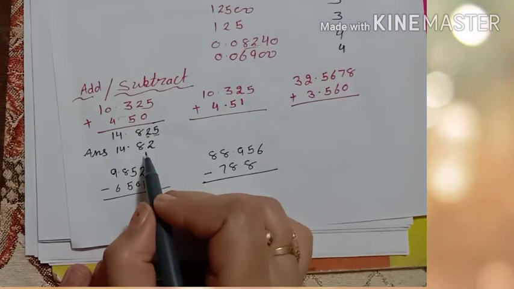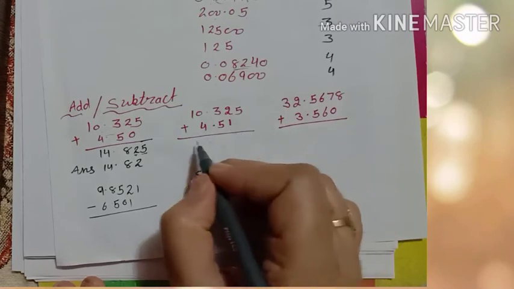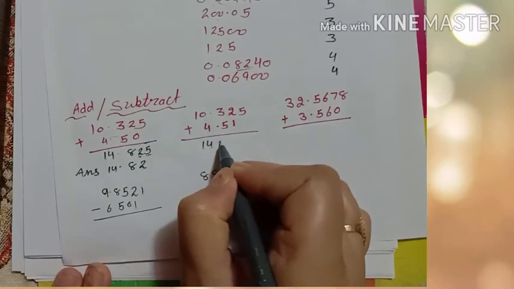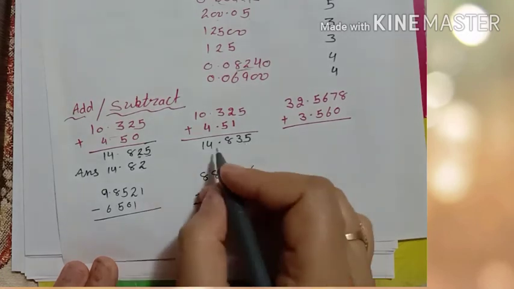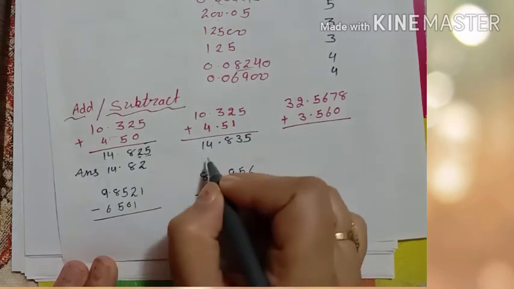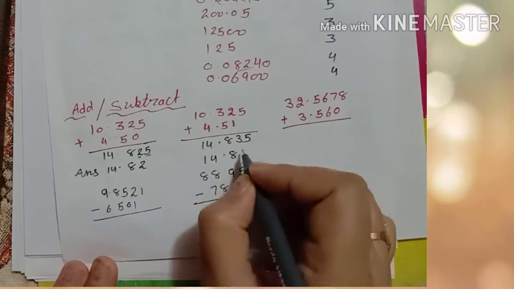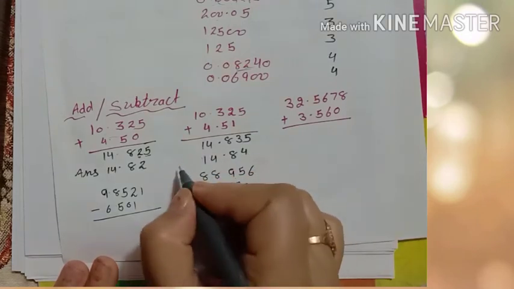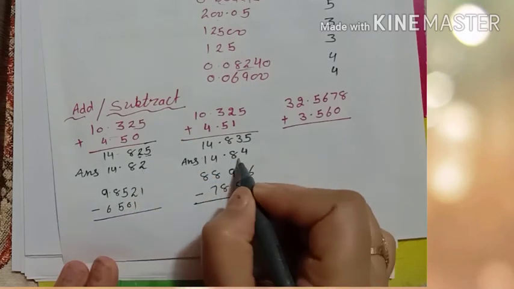This number will not increase by the 1. Okay, but in this case answer will come 14.835, and then after the rounding off answer will become 14.84. Okay, यहाँ पर देखिए आंसर 0.82, यहाँ पर 0.84 हो गया.